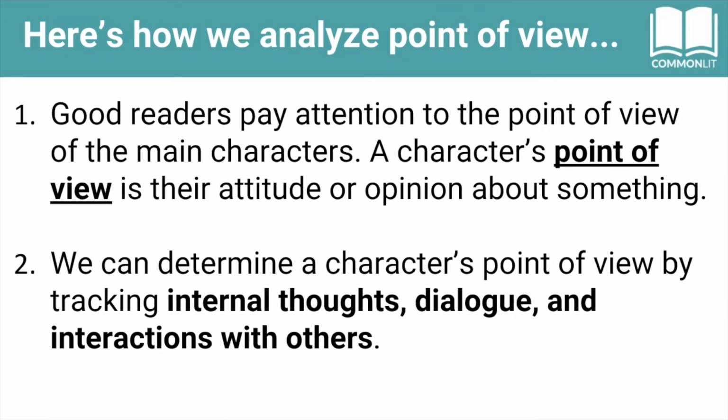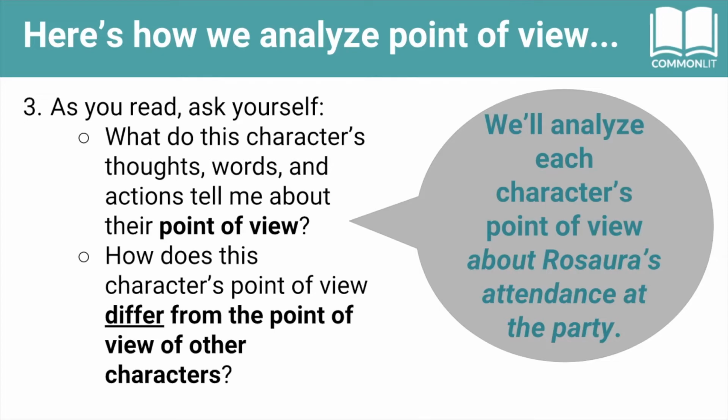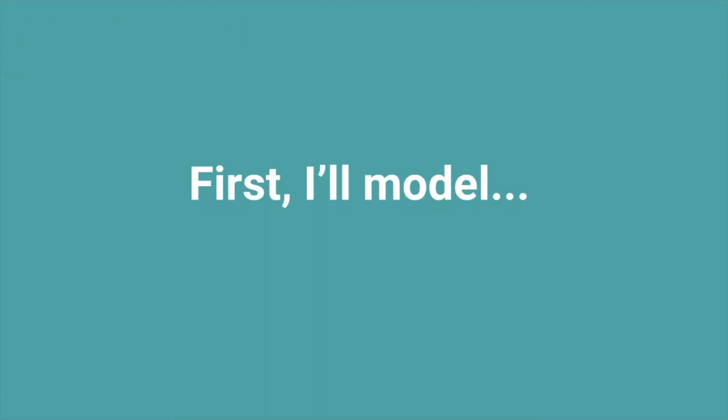These steps review the definition of point of view for students, explain how we can track it in a story, and give students guiding questions that they can apply to this story and also transfer to the analysis of point of view in other texts. The lesson itself has three main parts: teacher modeling, guided practice, and more independent practice for students.